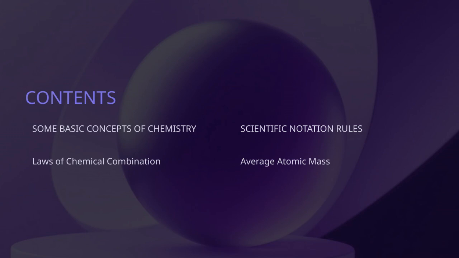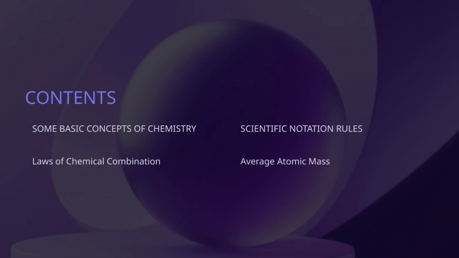Moving on, the laws of chemical combination are fundamental to understanding how elements interact. These laws, including the law of conservation of mass, the law of definite proportions, and the law of multiple proportions, govern the way atoms combine to form compounds. They form the backbone of chemical reactions and help us predict the outcomes of chemical processes.